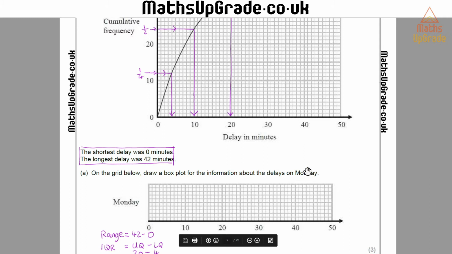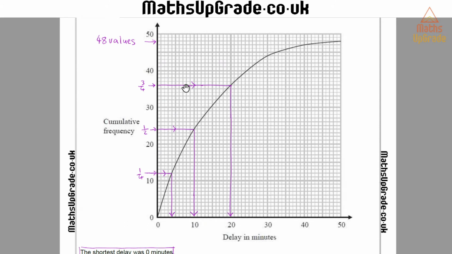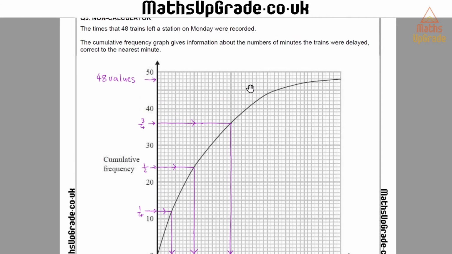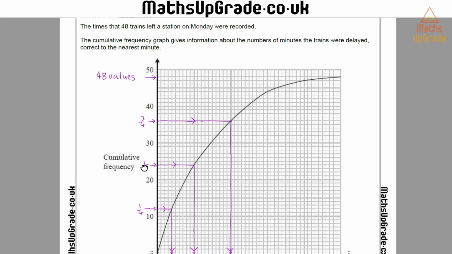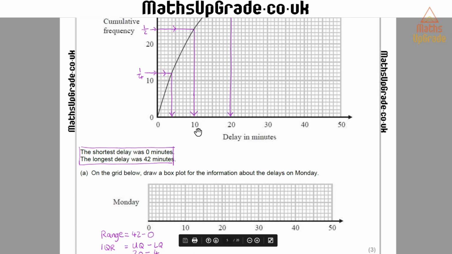And the other thing we can do is find the lower quartile, median and upper quartile. We can do that since we know that there's 48 values altogether, since we're told in the question there's 48 trains. So there's 48 values altogether, then we know that the middle value, the median, must be at 24 values. So we can go across from 24 values, and when you reach your curve, go straight down with a vertical line and read off the value there. So that's 10. So the median here should be 10.